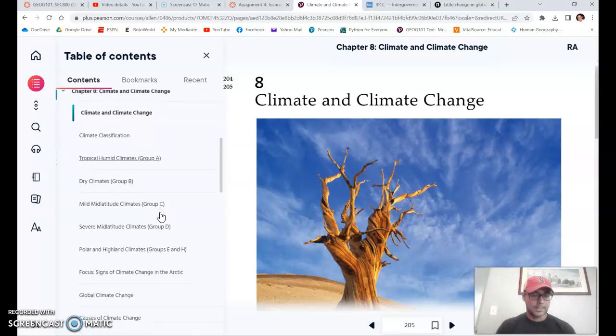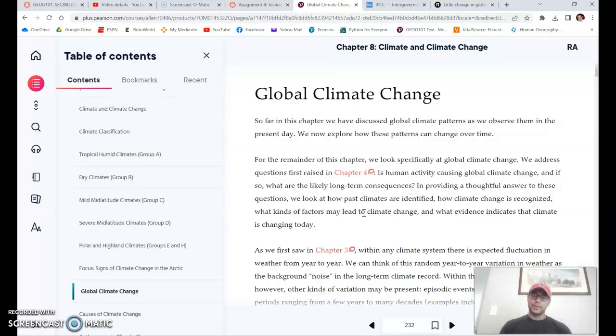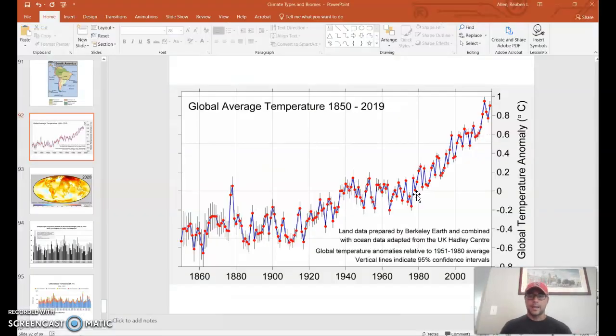If we skip down to that section on global climate change, make sure that you're examining the content and the data provided within this section, but let's just look at a couple things here within the PowerPoint. As we can see here, if we look at the global average temperature from 1850 to 2019, we've had pretty reliable records on temperature since the mid-19th century, since 1850. And obviously technology has improved especially in the past 30, 40 years. But we have pretty reliable records that go back about 170 years now.